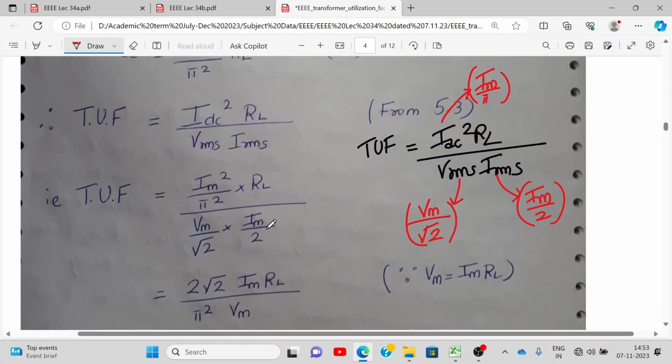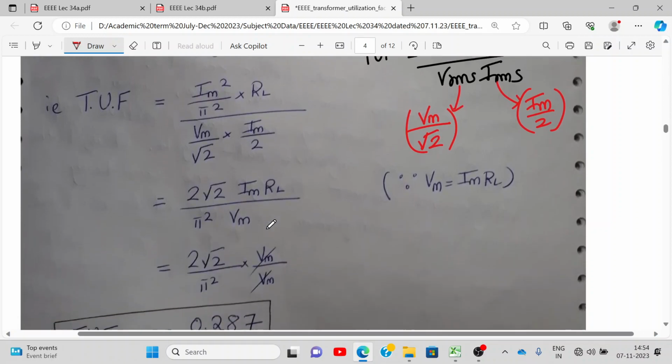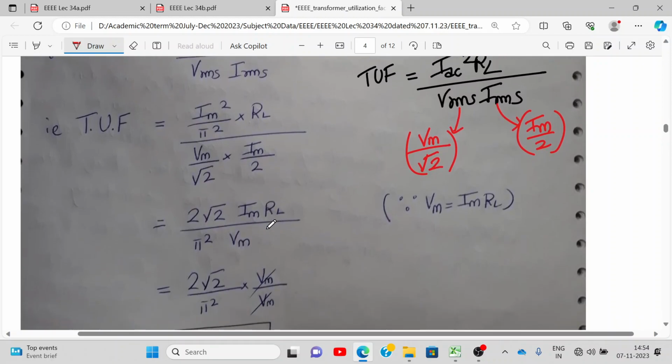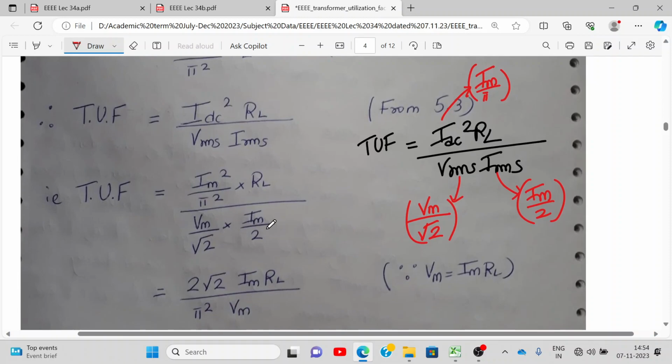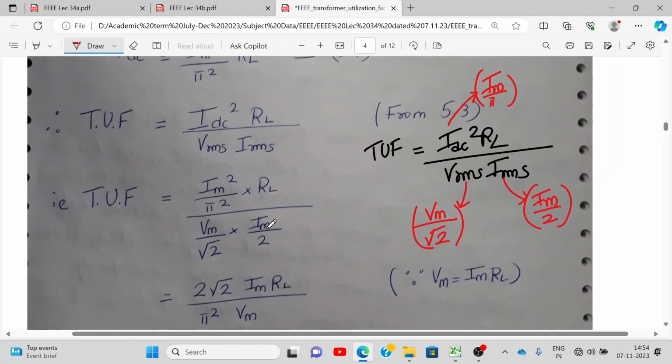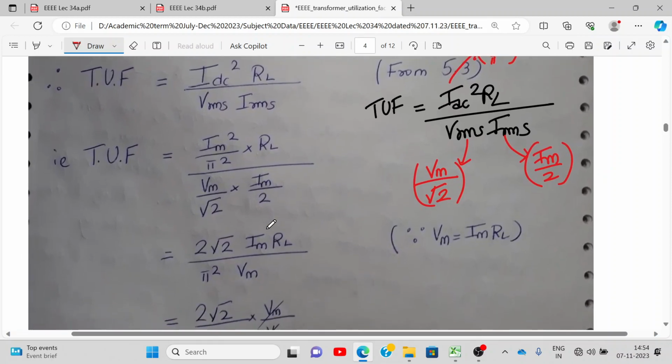Please write it fast. We have to just substitute the formulas, that's it. IDC is Im by pi. If you are not writing it down, just write down the split ups. IDC is Im upon pi. VRMS is Vm upon root 2. IRMS is Im by 2. So if you solve it further, what you get is, can I move down? Is this complete? I mean, do it fast. We have to complete for full wave center tap and bridge rectifier also. Completed? You only write in detail for this one. Others, I'll just show it to you. So you just listen for others.